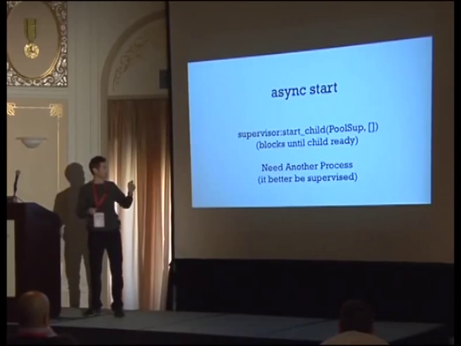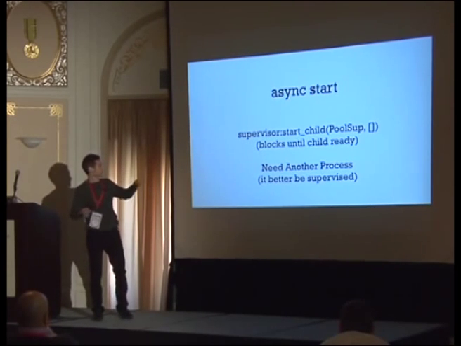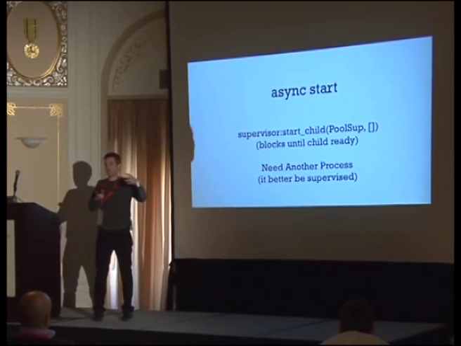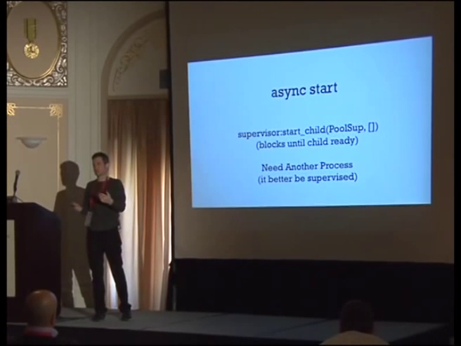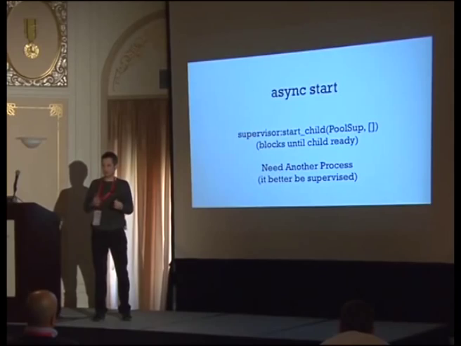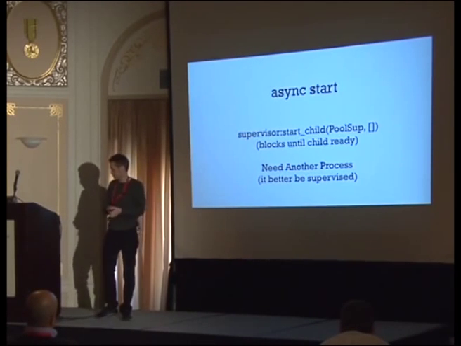OK, so async start. What's currently happening in the gen server is we're calling supervisor start child of the pool member supervisor, and that's going to block until the member is started. And so if we want that to be asynchronous, the solution, as is often the case in Erlang, is to put that work off into a separate process.